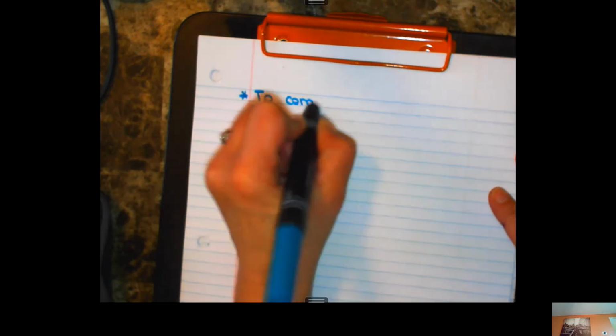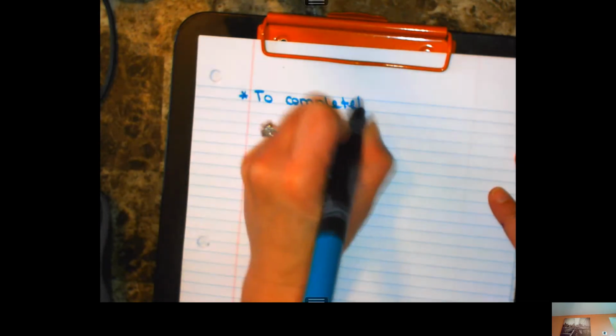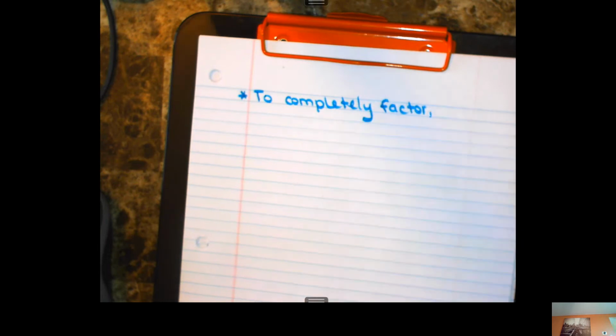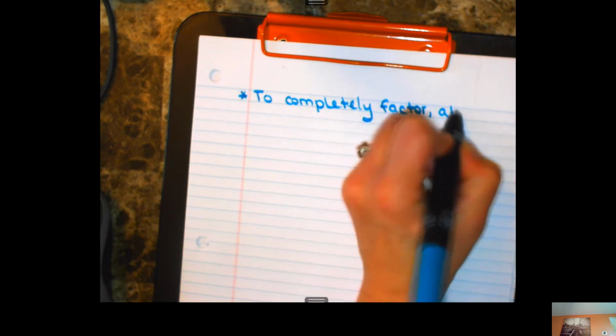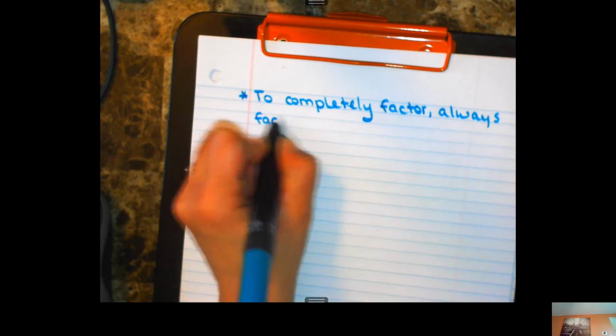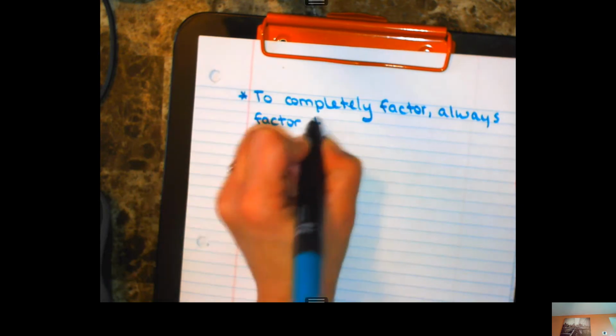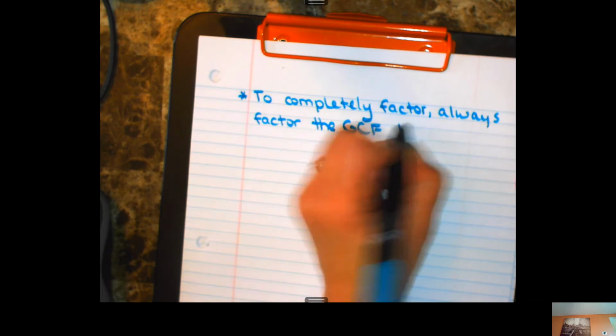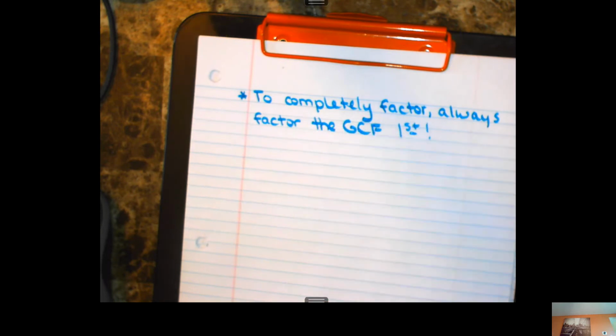To completely factor, last set, always factor the GCF first. Always factor the GCF first. What does GCF stand for? Greatest common factor. So we've got 4 more examples.